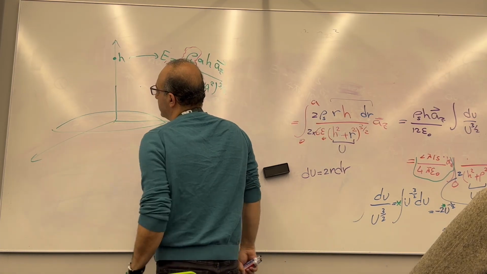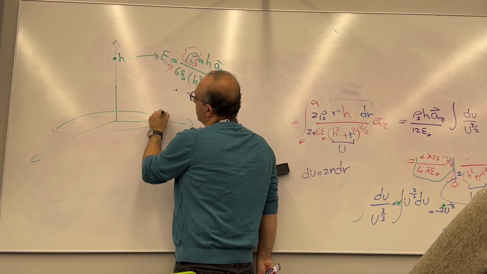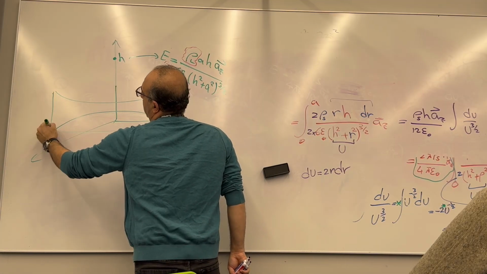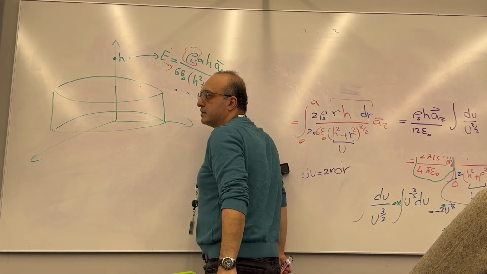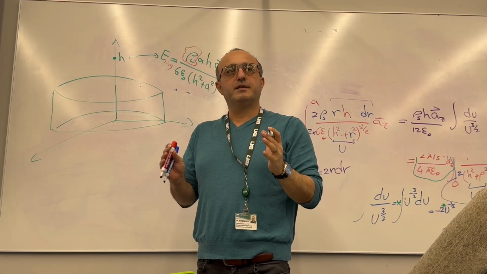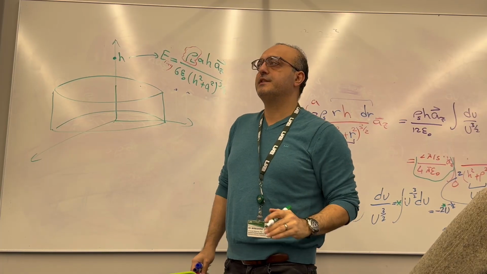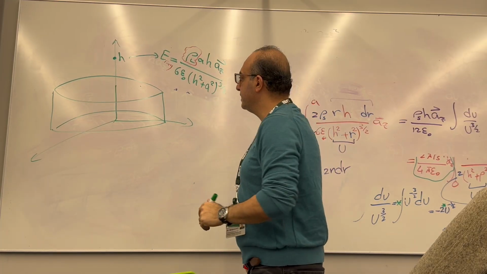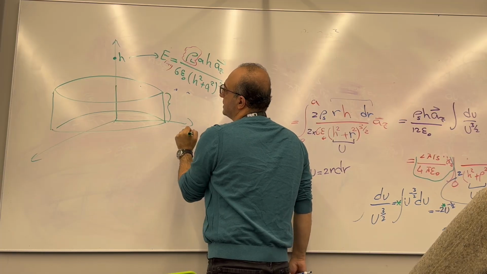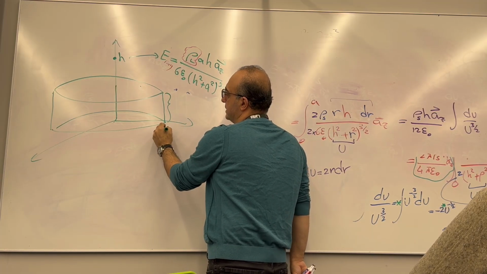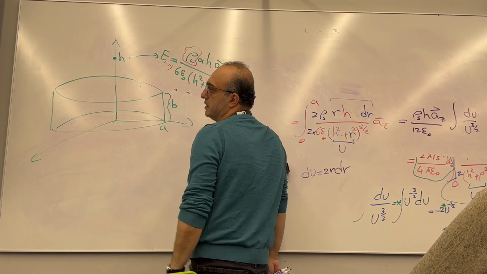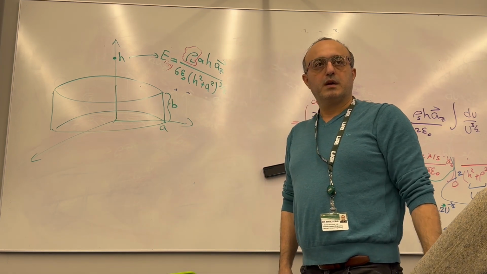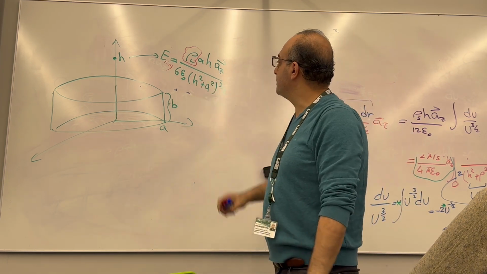And at H, I have the ring. Now I'm going to calculate a cylinder's surface electric field, where the height here goes up to B, this is A, this is B, again using the ring result.